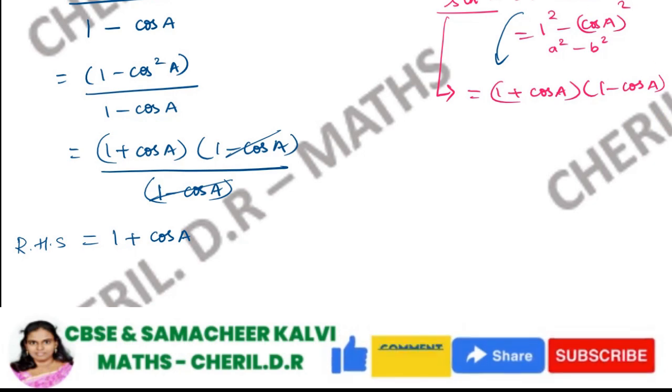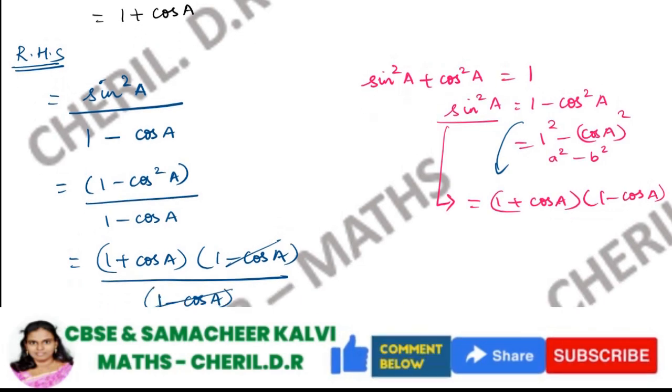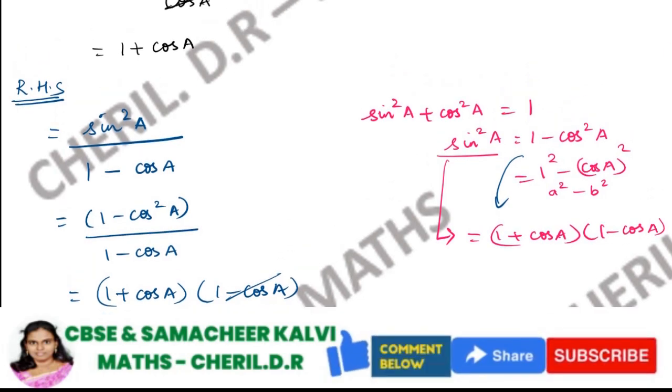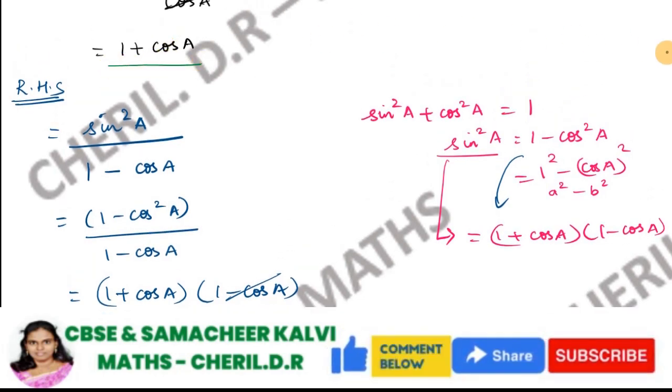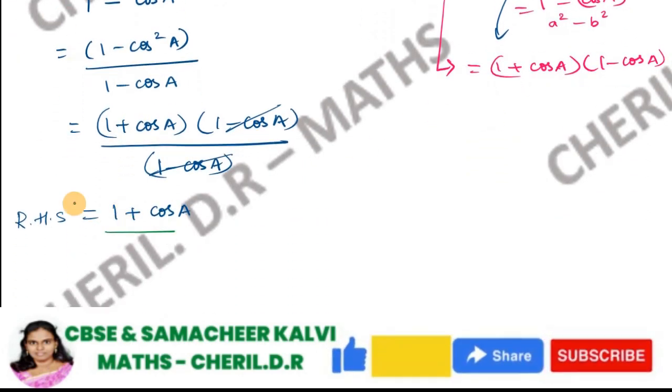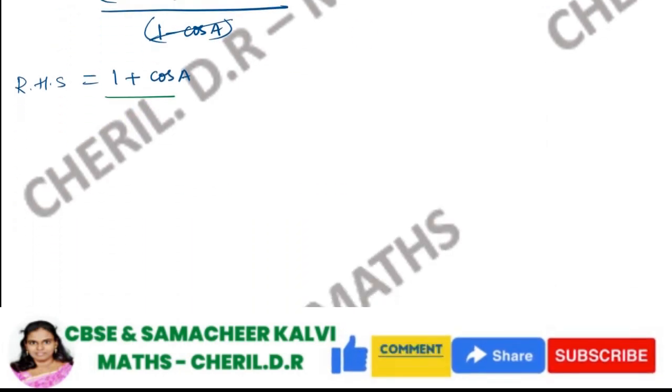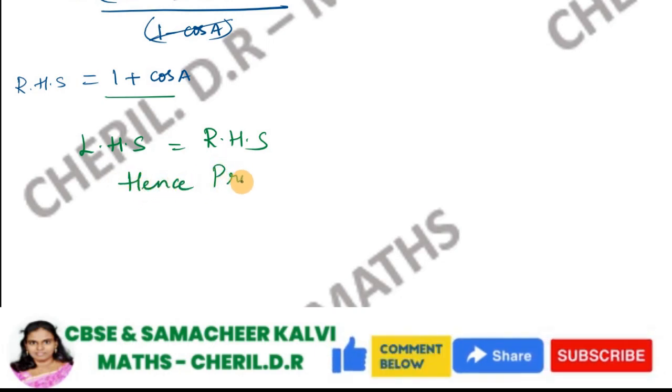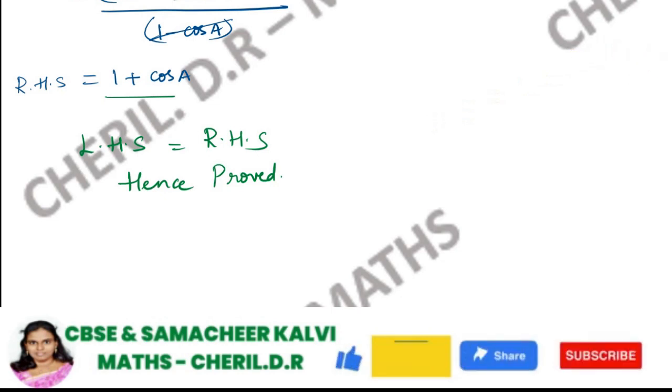Okay. So now let us look into the answer we got for the left hand side. Left hand side, what did we get? 1 plus cos A. Here, what did we get? 1 plus cos A. So are we now able to prove that the left hand side is equal to the right hand side? Yes. So from the above you can say that left hand side is equal to the right hand side. Hence proved. Have you understood this? Yes.